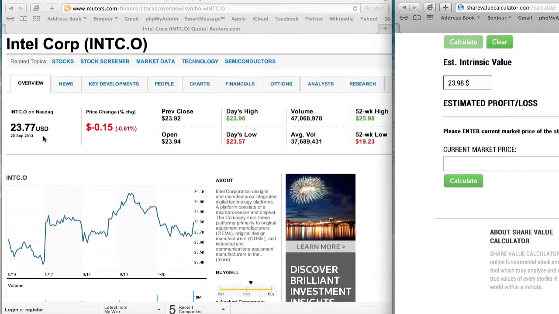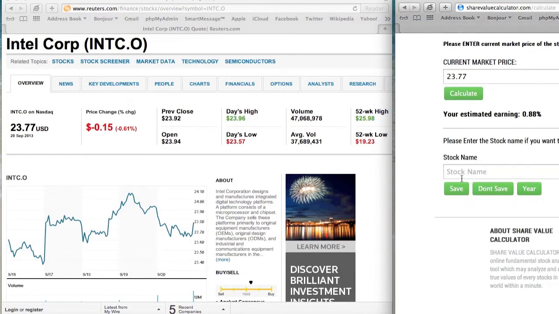It's $23.77. As you may see, the current market price of this company is very close to its intrinsic value. There's only 0.88% difference between the current market price and the intrinsic value. This may prove to us that the calculator gave us a correct result. Let's check for the previous stock prices of this company. Today's highest price of Intel was $23.96. This shows us that the intrinsic value of this company is equal to the current market price.